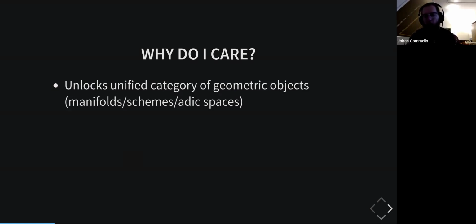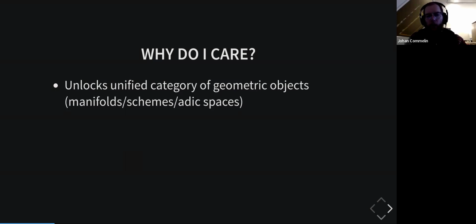And you want to be able to do the same thing in other places, and that's also what people have tried to do. Like with adic spaces, you start with some sort of topological ring over the p-adic numbers, maybe. Technically they're called Huber rings or Huber pairs. And you define an adic spectrum of those, and you explain how to glue them.